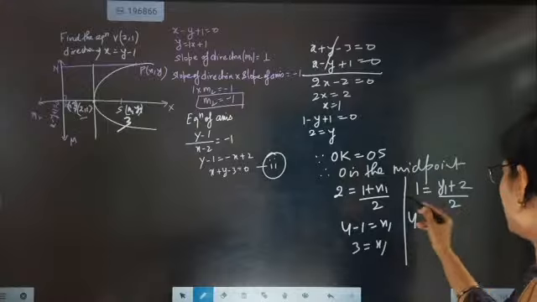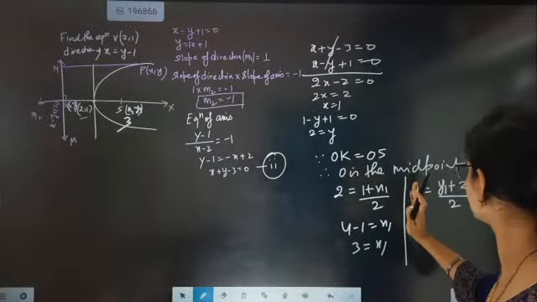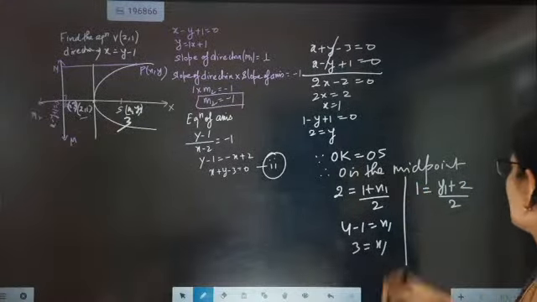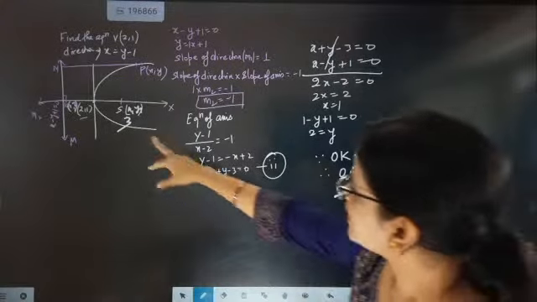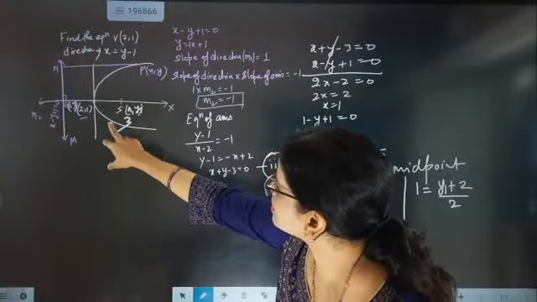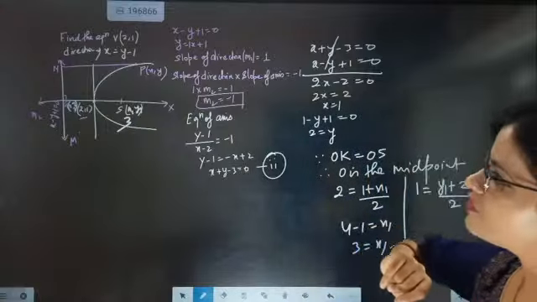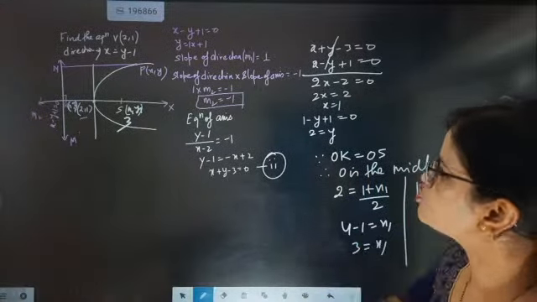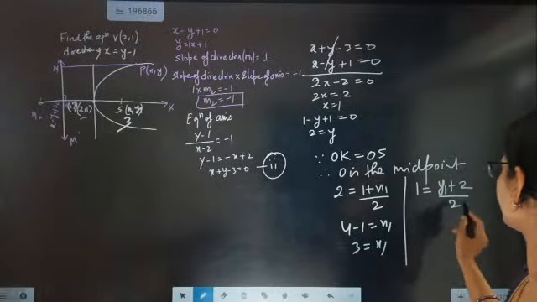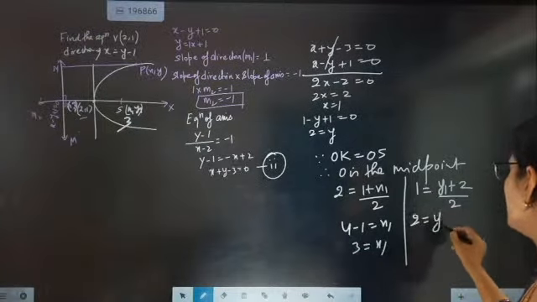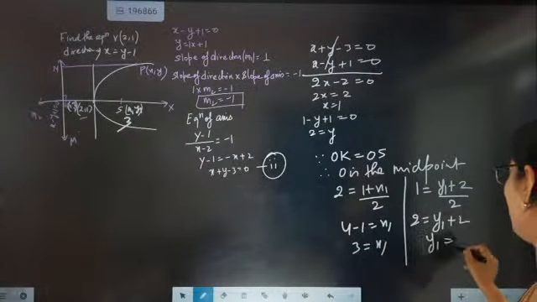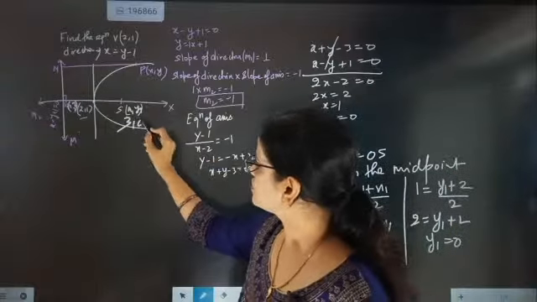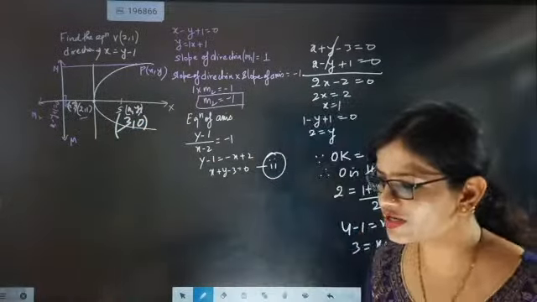Check one time here, 2. 1 will be equal to (y1 + 2)/2. So it is going to be 2 = y1 + 2, so y1 I am getting 0. So (3, 0) I got. So focus point I got.